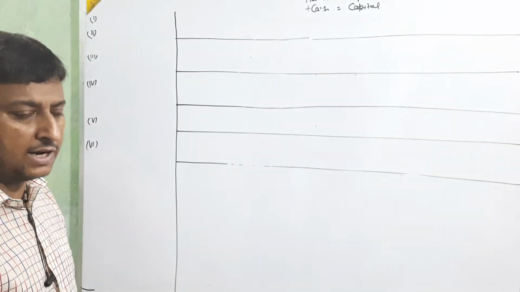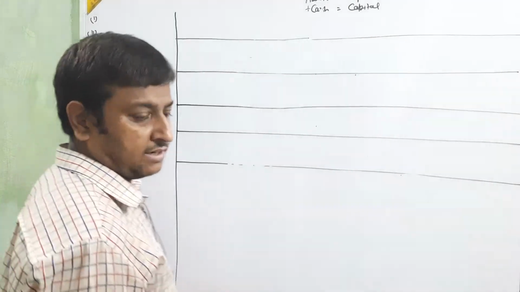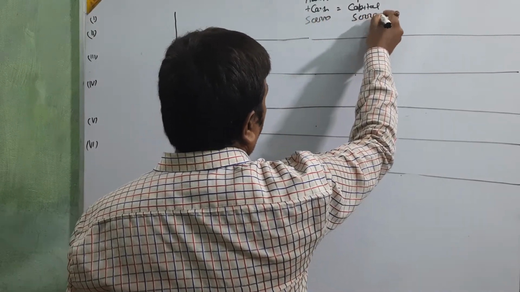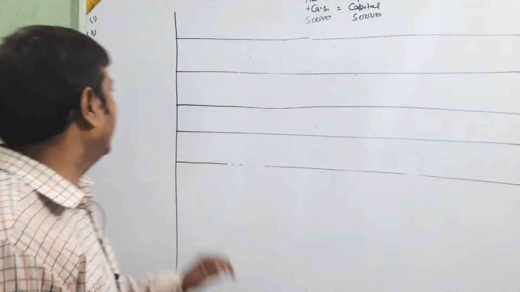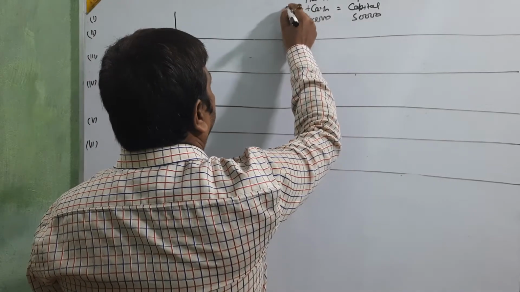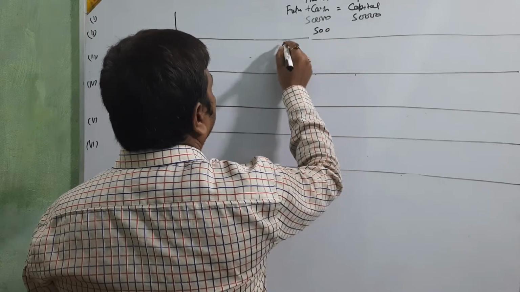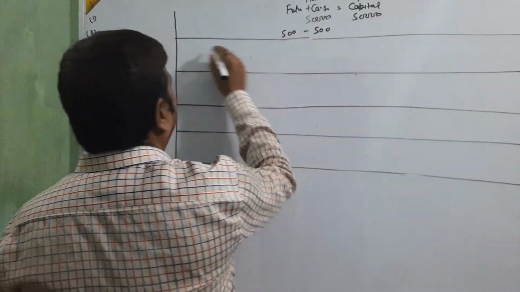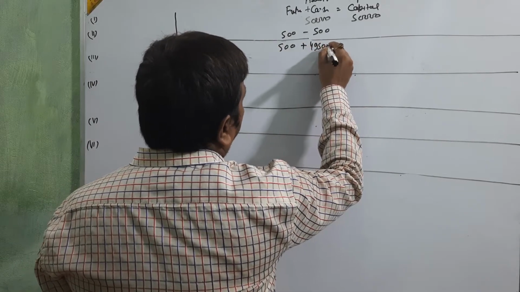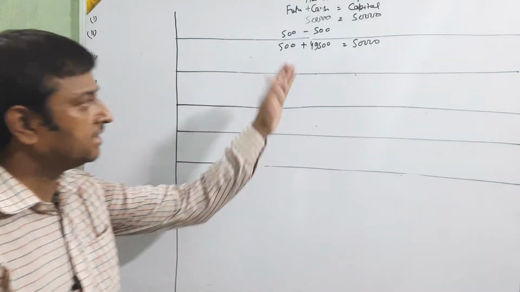Manu started business with cash of 50,000. It means cash 50,000 and capital also 50,000. Okay beta, next, second: bought furniture for 500. Again we make furniture 500. Then finalize: 500 plus 49,500 is equal to 50,000. Okay, clear?